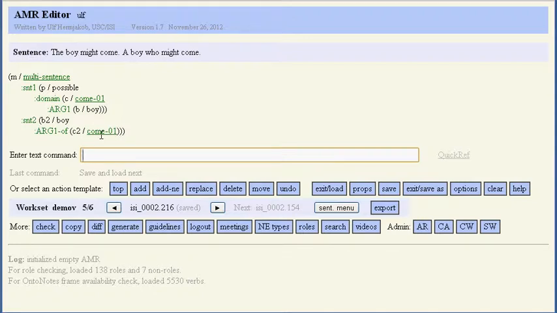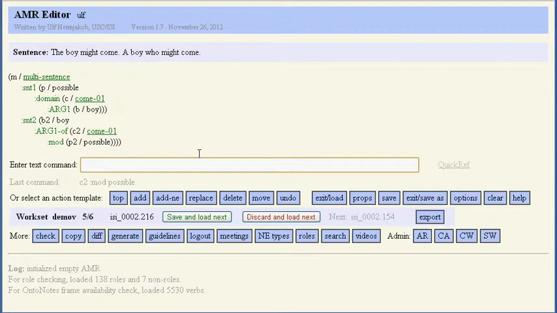arg1 of come. But now we have a little bit of an issue because we can't really put possible on top of this anymore. It has to go below. So in fact we would have to do something like this one over here, domain of, and then we would have possible. But as we just learned, instead of domain of, the correct inverse is mod, and so this is in fact what we're going to do.